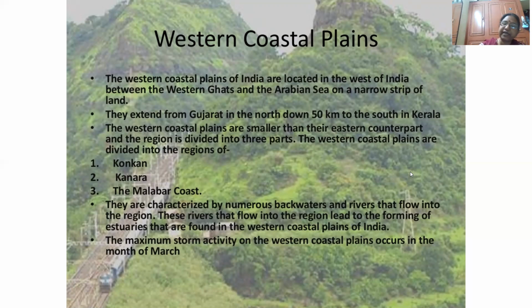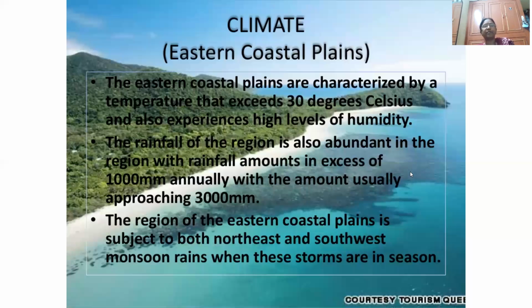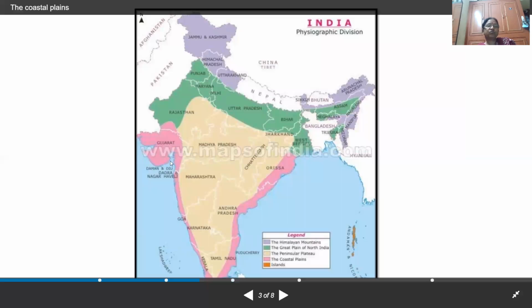We can divide the extent from Gujarat to the tip of Kerala, like the Konkan coast, the Kannada coast, and the Malabar coast. Let us go back to the map. Yes, the region from Gujarat to Mumbai, to Goa is the Konkan coast. From Goa to Karnataka is the Kannada coast. From Karnataka to Kerala is the Malabar coast.